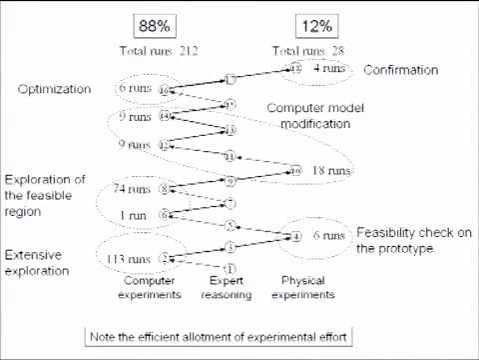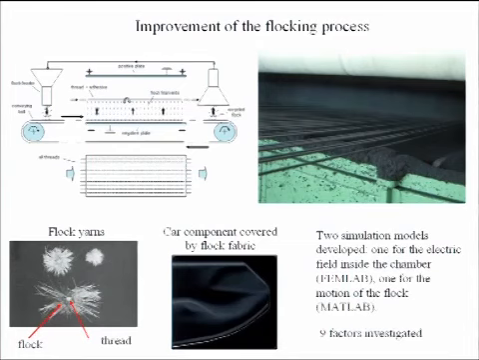This is the second application I will describe very briefly. This is a manufacturing process, a flocking process, which is intended to produce flock yarns. Flock yarns are then woven and used in the automotive industry as a cover for components in car interiors, or, for example, also the seats. Maybe you know the velvet-like fabric used in the car.